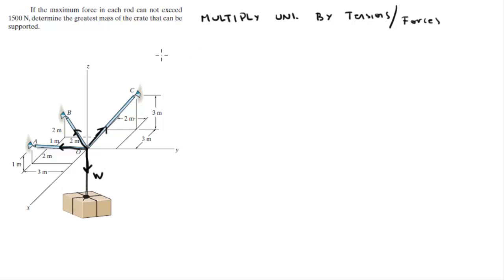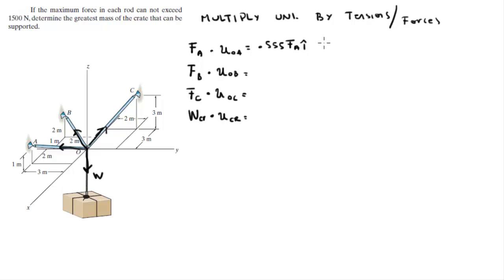Basically we have the force going towards A, force going towards B, force going towards C, and the weight of the crate. And you have to multiply each one by its respective univector: univector OA, univector OB, univector OC, and the univector for the crate, which are the univectors that we just found. So this comes out to be, for the first one, 0.555 FA in the I minus 0.832 FA in the J plus 0.277 FA in the K.